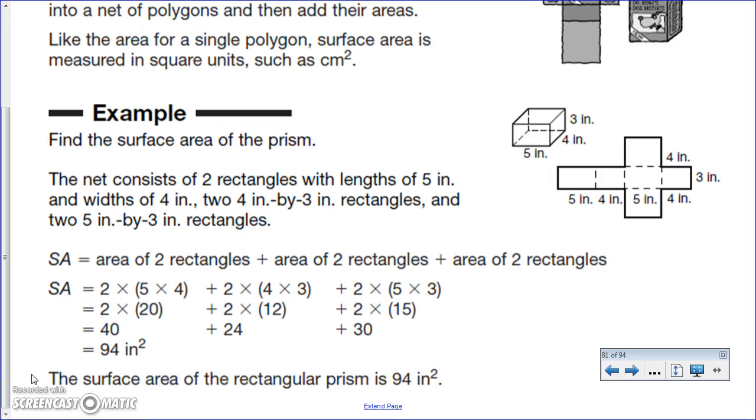Then, because each of those numbers only represents one rectangle, and we need 2 for each set of dimensions, we're going to multiply each number by 2. So we get 2 times 20, which is 40, 2 times 12, which is 24, and 2 times 15, which is 30. Then we add the three areas together, and the surface area for that rectangular prism is 94 inches squared.